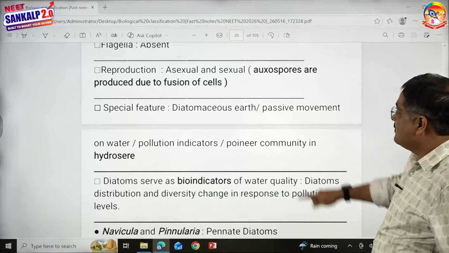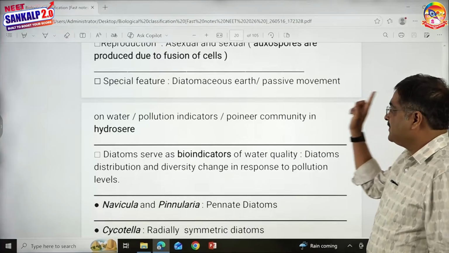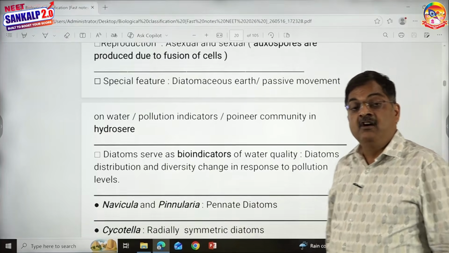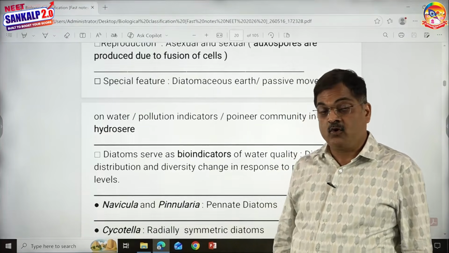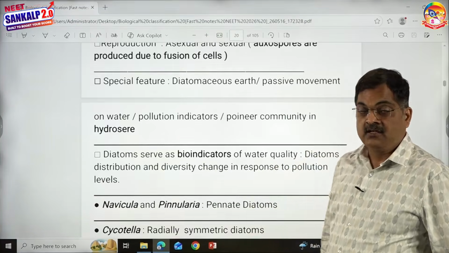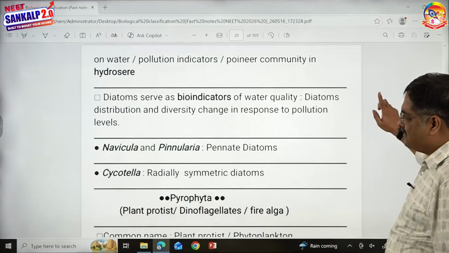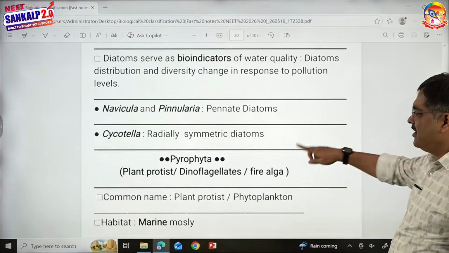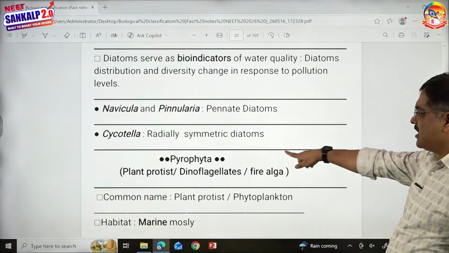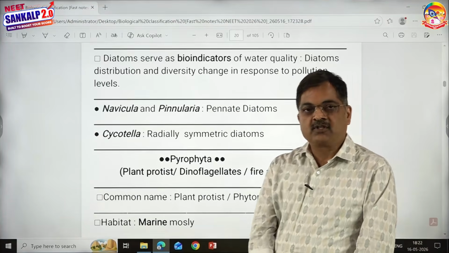Special features: diatomaceous earth, passive movement on water, pollution indicators. They are the pioneer community for ecological succession operating in water. Both diatoms and dinoflagellates are the first community to colonize water. Diatoms serve as bioindicators, not much important. Navicula and Pinnularia are pinnate, Cyclotella is radiate, not important. All right, that completes diatoms.